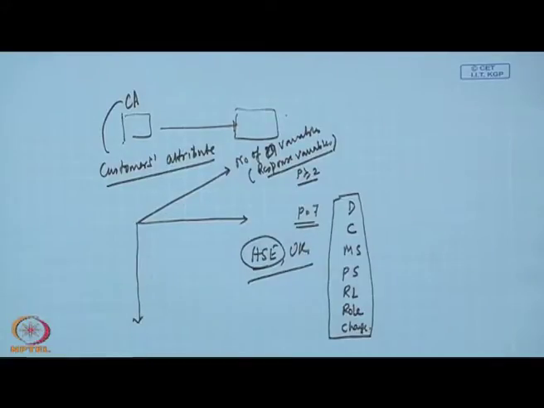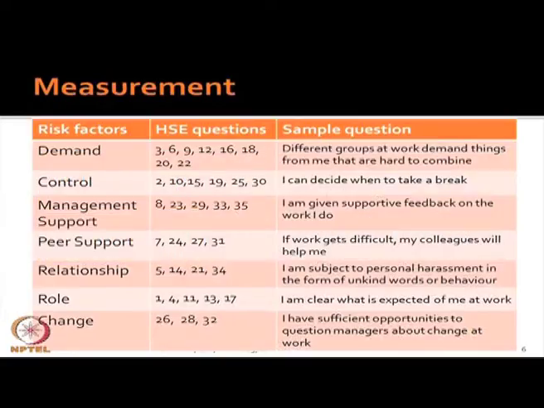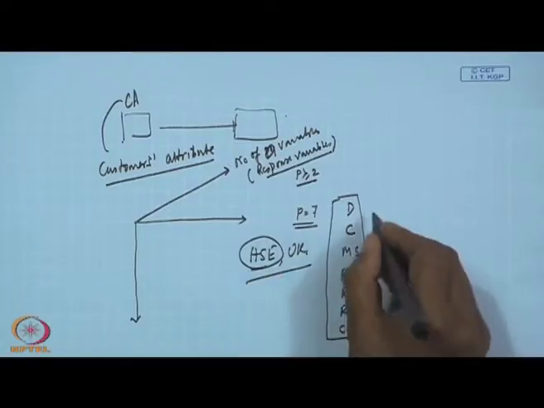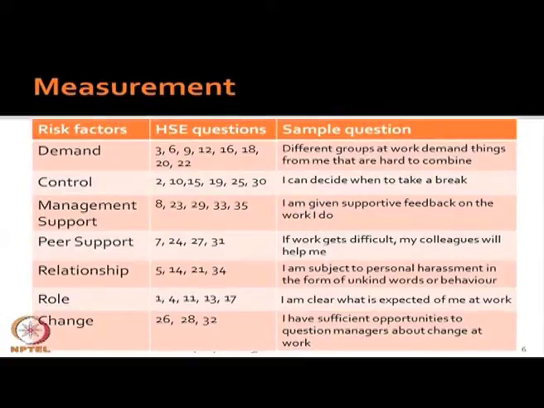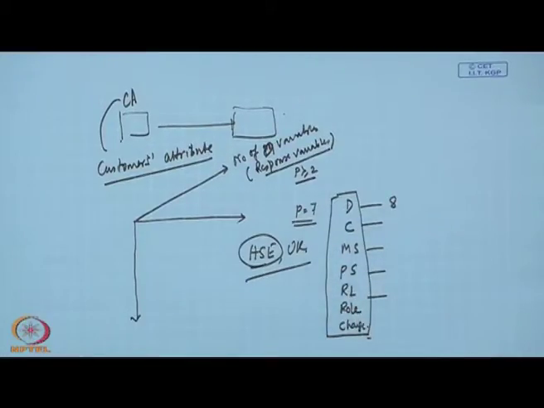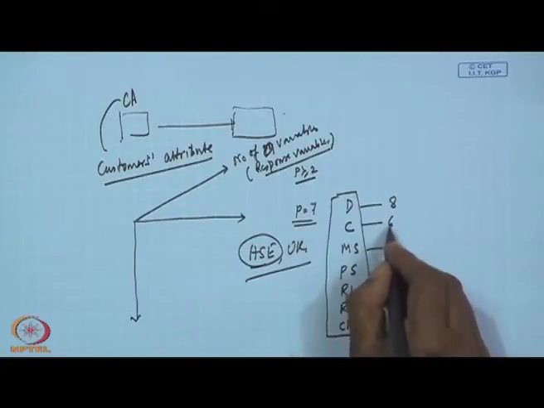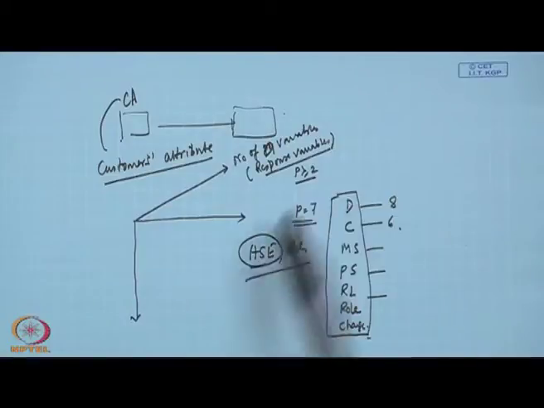So, the first work is, we have to measure those variables. How do we measure? HSE has given questions against each of the factors. Okay. For example, in order to measure demand, there are 8 questions given. For control there are 6 questions. So, these questions will be administered to different groups of people and their responses will be collected, and those responses will be our measured values, correct.